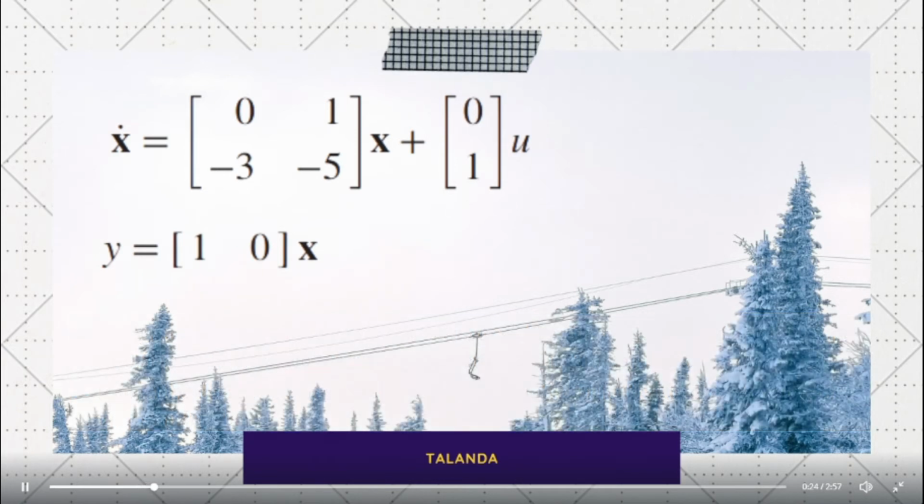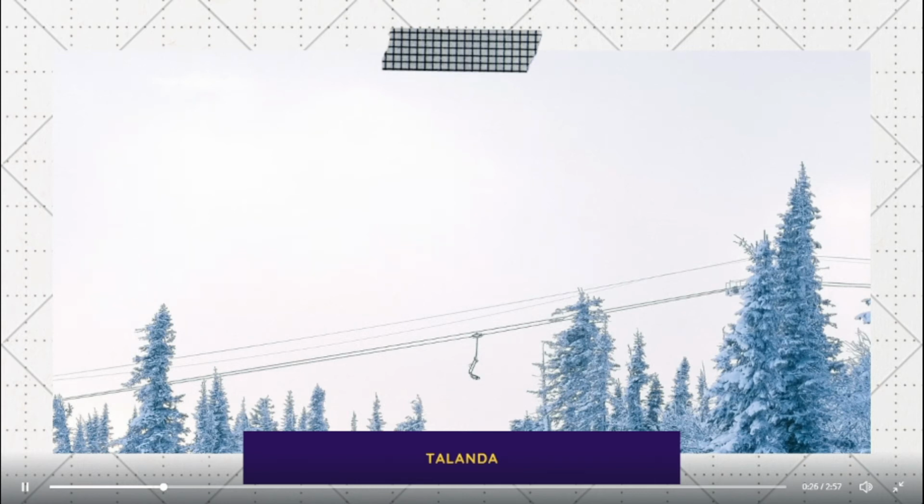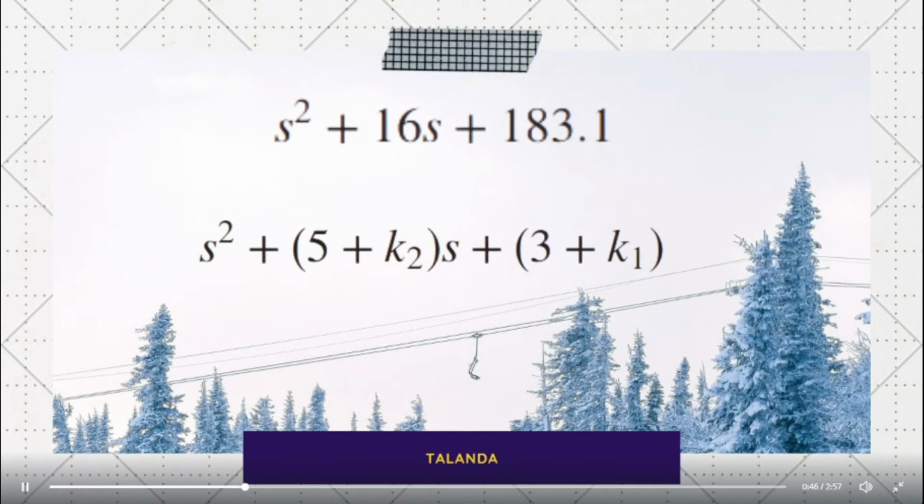Let's start with A. Using the settling time and percent overshoot requirements, we discovered that the desired characteristic polynomial is s squared plus 16s plus 183.1. This will be our equation 1. The characteristic polynomial for the controlled plant with state variable feedback, because the plant is represented in phase variable form as shown, is s squared plus the quantity of 5 plus k sub 2 times s plus the quantity of 3 plus k sub 1. This will be our equation 2. After equating the coefficients of equation 1 and 2, we come up with this one.